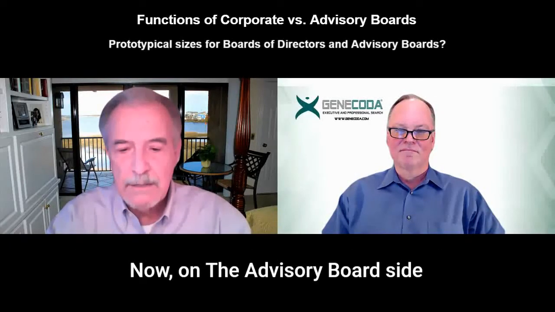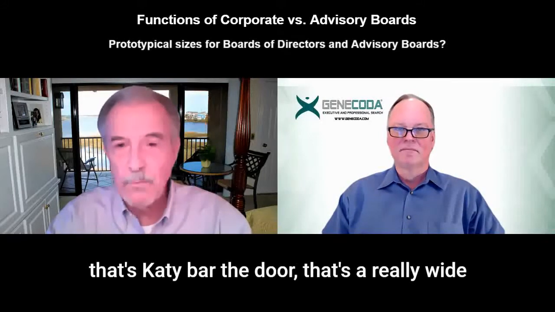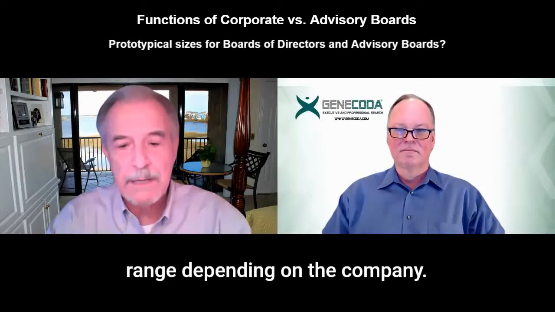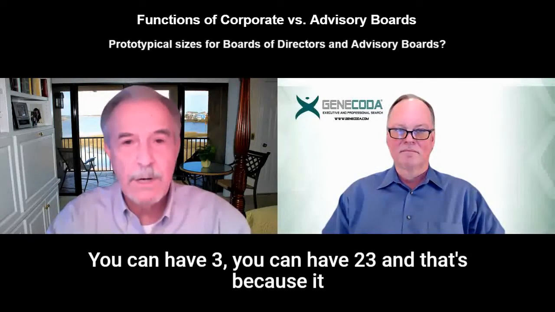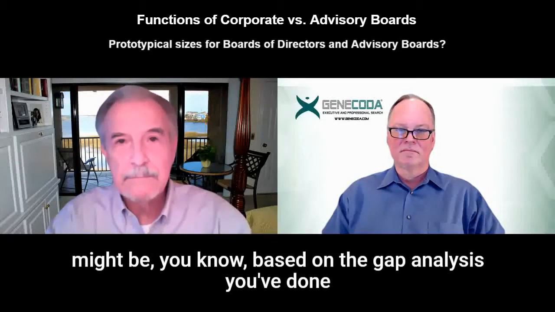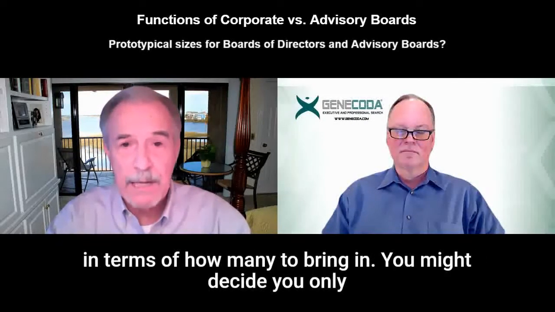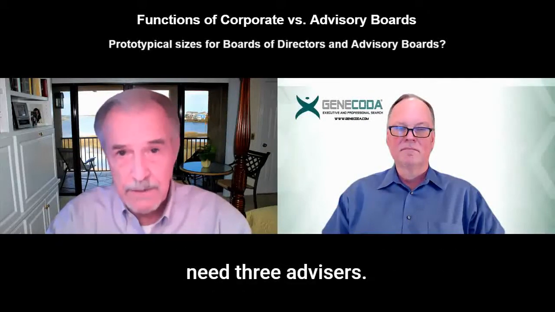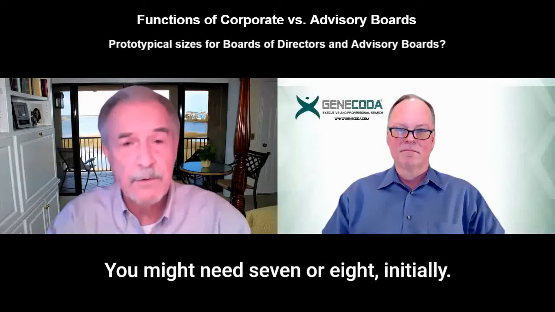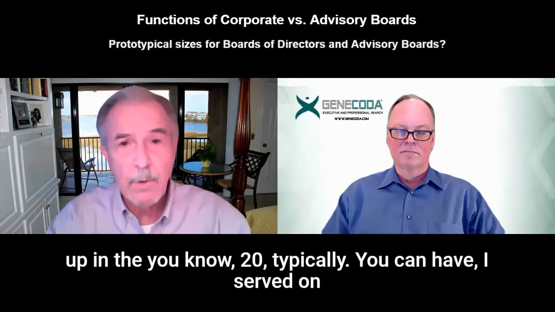Now, on the advisory board side, that's Katie bar the door. That's a really wide range depending on the company. You can have 3, you can have 23, and that's because it might be based on the gap analysis you've done in terms of how many to bring in. You might decide you only need 3 advisors. You might need 7 or 8 initially, but nonprofits are an example of where you could get up into the 20s.